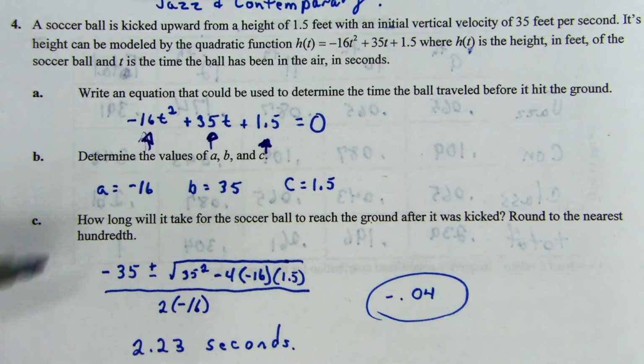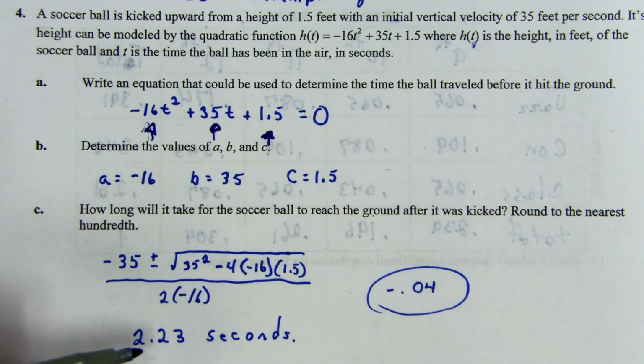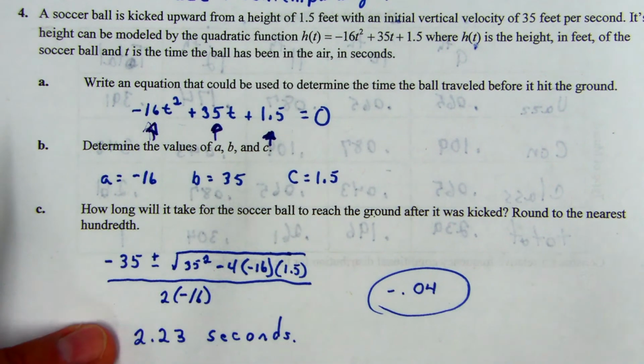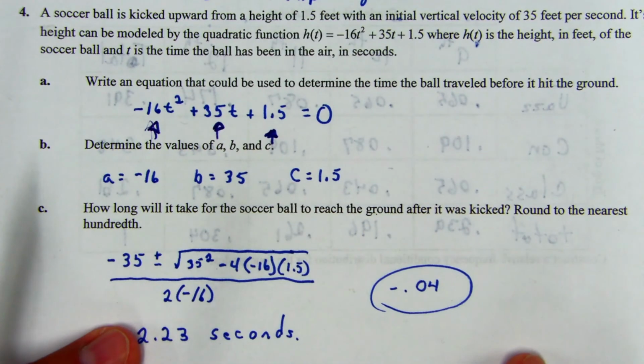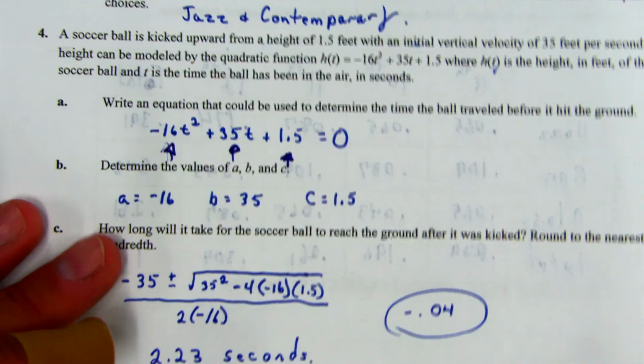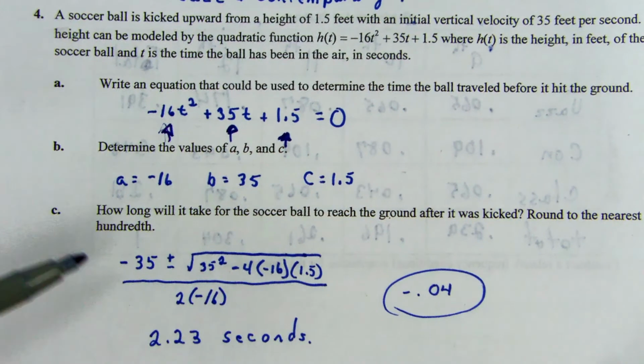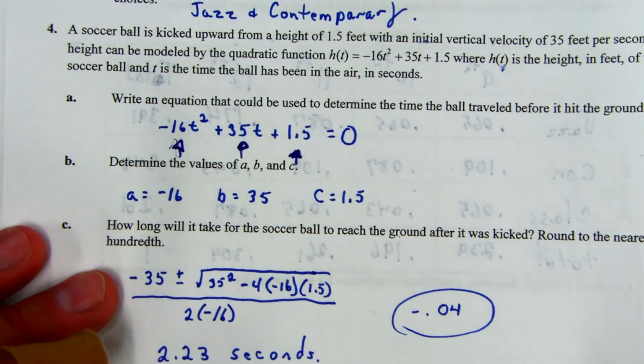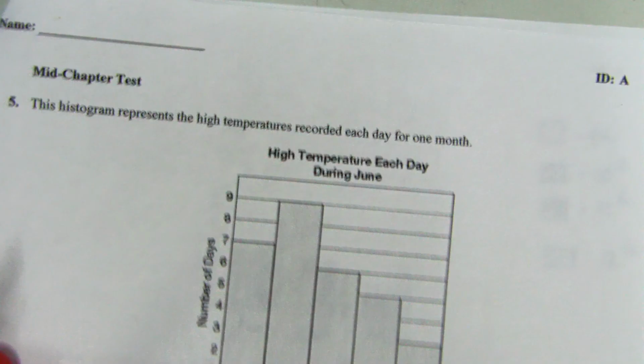Hopefully you know that the answer is 2.23 seconds. Many of you had the two answers, but you didn't tell me which one was the answer. You have to actually tell me which one of those two numbers was the answer. Some of you made rounding mistakes. Some of you did some arithmetic errors. Hopefully you go back and catch those. Okay, this was the easiest part of the test.